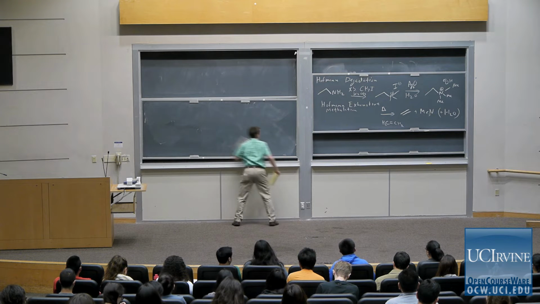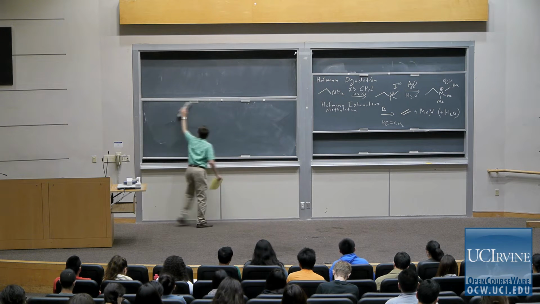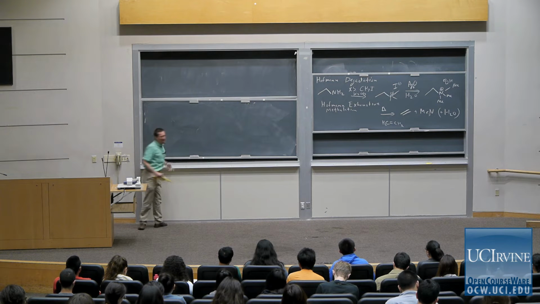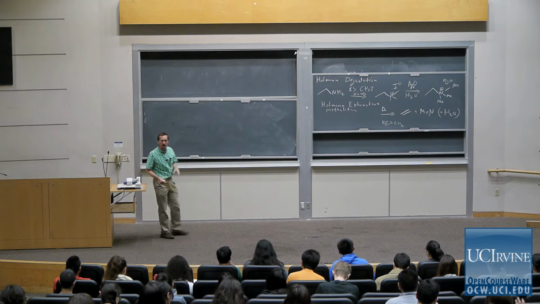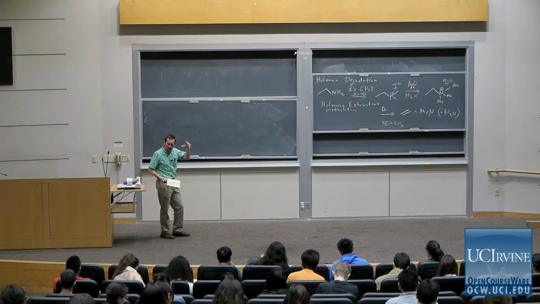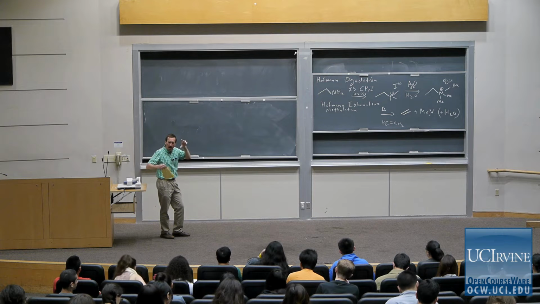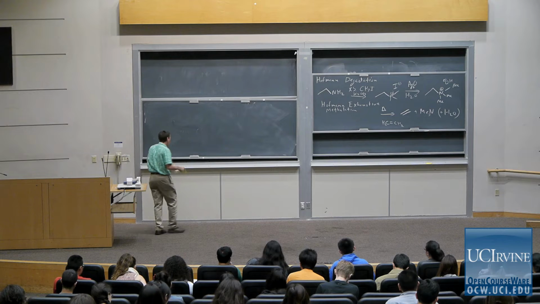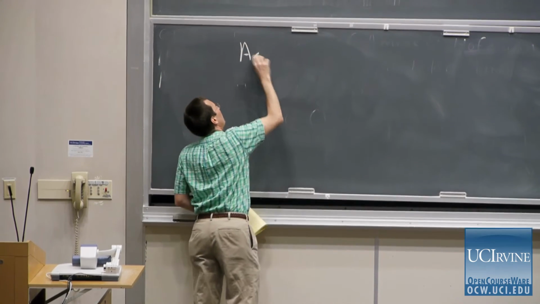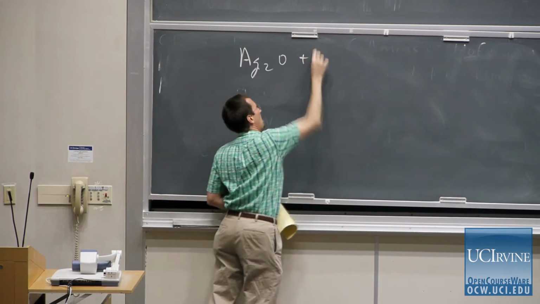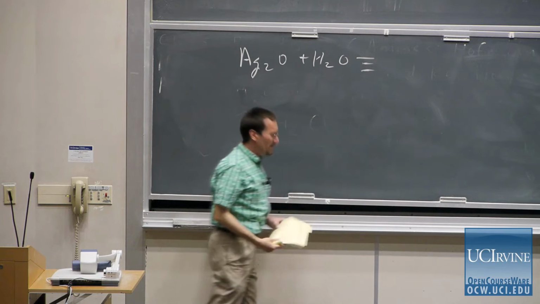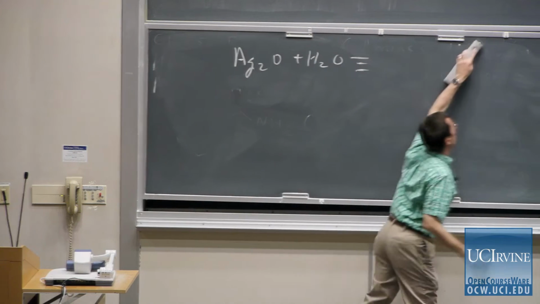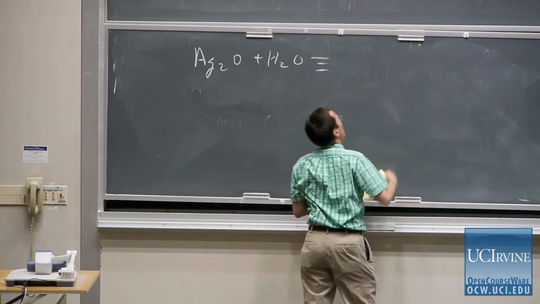So in water, a lot of metal oxides are basically in equilibrium or equivalent to the hydroxide. So if you think about it, you can think of an oxide as a hydroxide without water. What do I mean? You can think of it as silver oxide plus H2O is in equilibrium with 2 molecules of silver hydroxide.